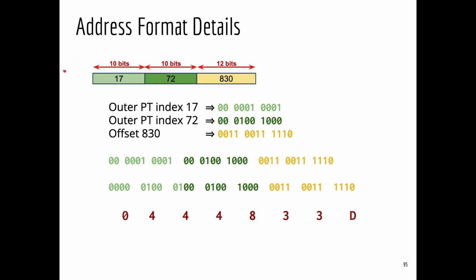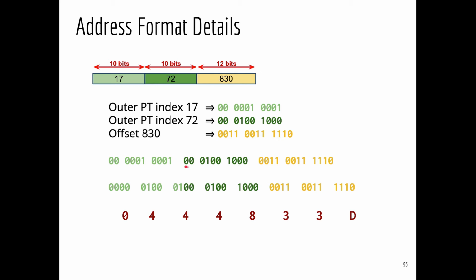Combining the 3 numbers as binary, this is what you get. So the binary representation of 17, then the binary representation of 72, and then the binary representation of 830. Before we can convert this number to hex, again, we have to group the binary numbers in groups of 4, starting from the rightmost position.